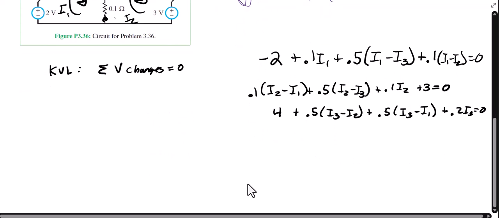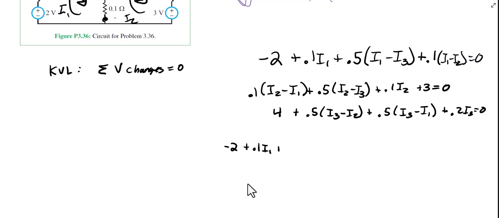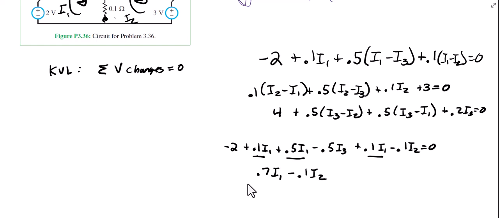Now let me simplify these. So the top equation, -2 plus 0.1 I1 plus 0.5 I1 minus 0.5 I3 plus 0.1 I1 minus 0.1 I2 equals 0. And then let's see, so I have 0.1 I1, 0.5 I1, 0.1 I1. So it looks like I have 0.7 I1 and minus 0.1 I2 minus 0.5 I3, and that equals 2.